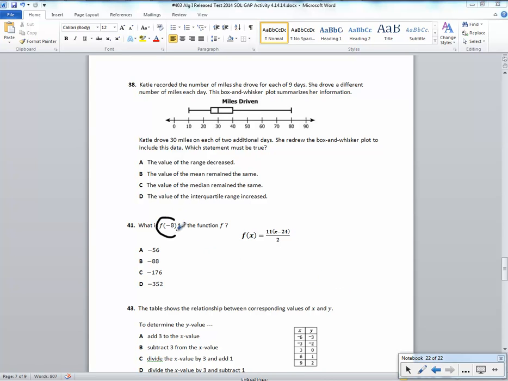F of negative 8, we take this value and plug it in for x.